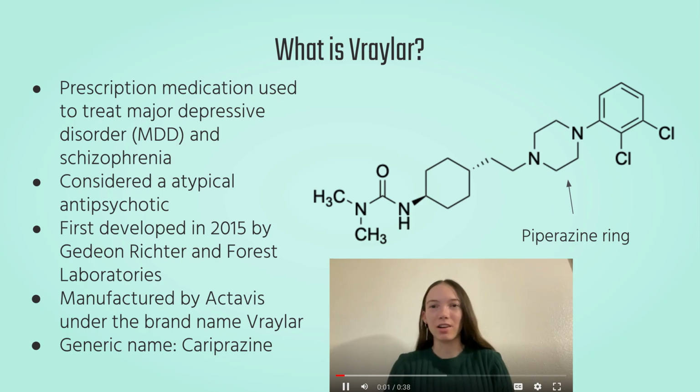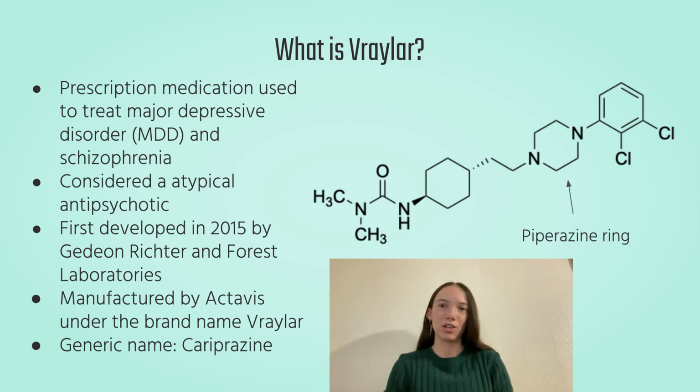So what is Vraylar? Vraylar is a prescription medication used to treat major depressive disorder and schizophrenia. The drug is considered an atypical antipsychotic, which means it tends to have fewer and less severe side effects than first-generation antipsychotic drugs. In its structure, Vraylar has a piperazine ring, which is a saturated ring with 2 nitrogen atoms that has important pharmacological properties.